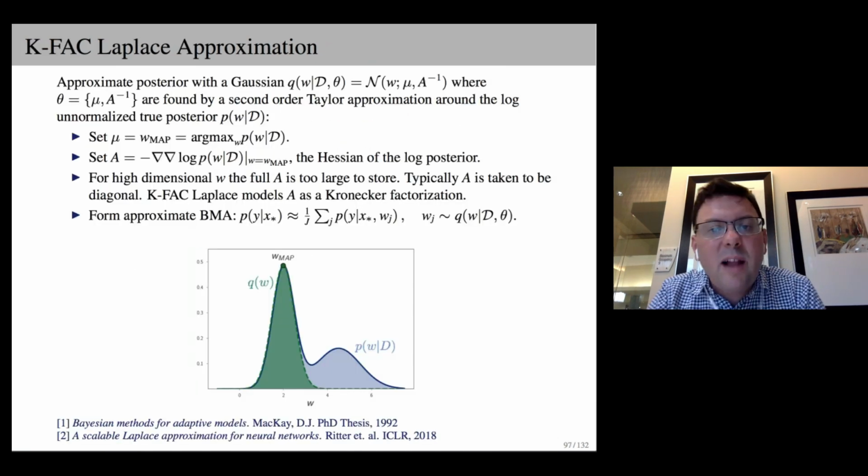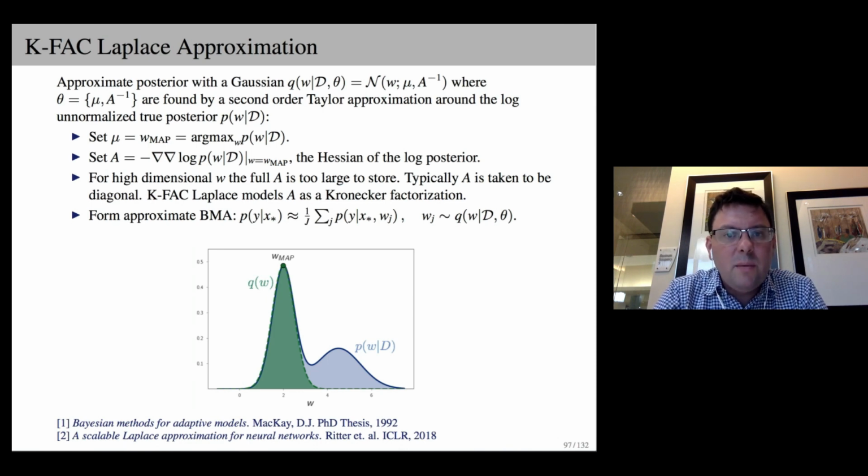So historically, the Laplace approximation has been very important in performing inference with Bayesian neural nets. David MacKay, who did a lot of the first work in this space, was considering Laplace approximations, and recently they've come back with Kronecker factorizations. So the basic idea is we approximate the posterior with a Gaussian, with its parameters theta: its mean mu, and its covariance matrix A inverse.